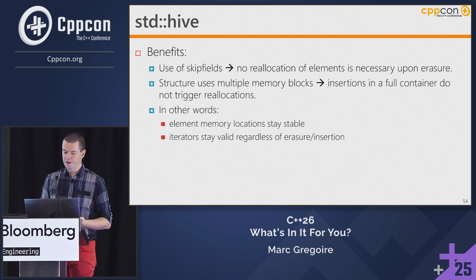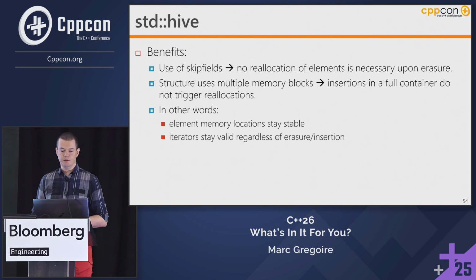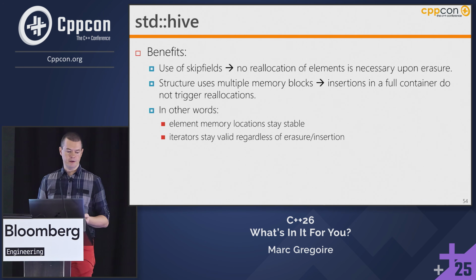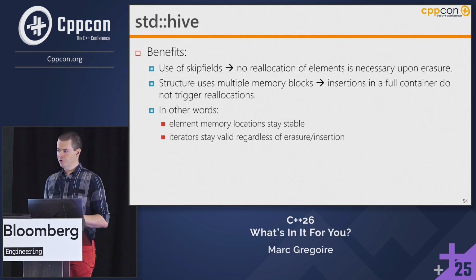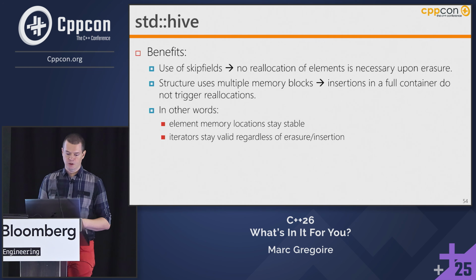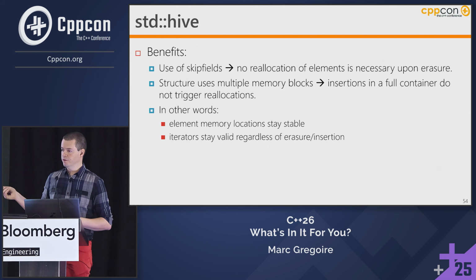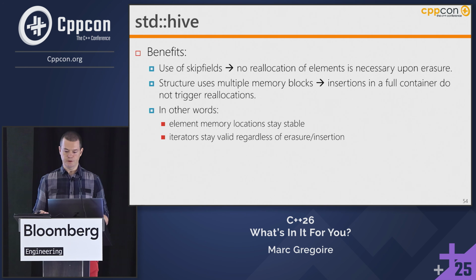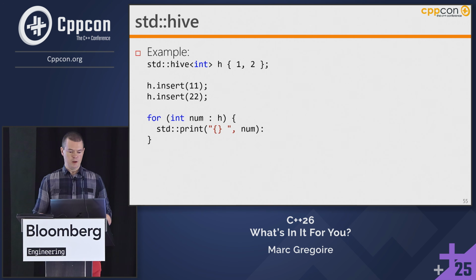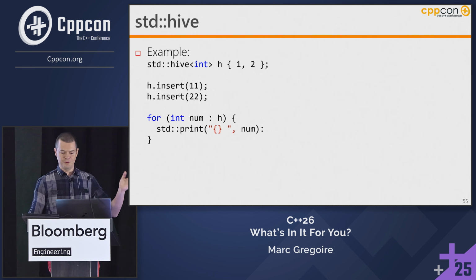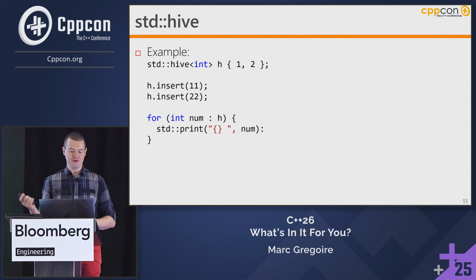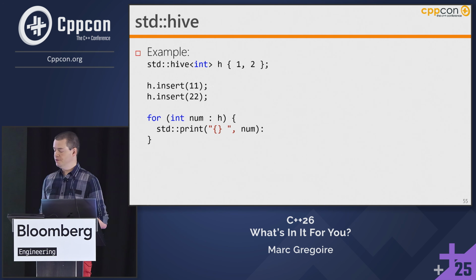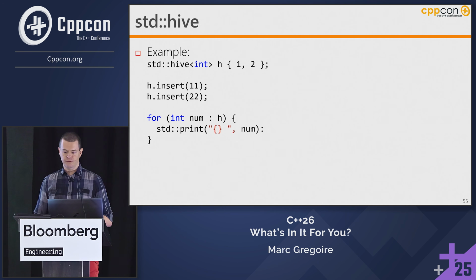Benefits: there are no reallocations when you erase something. If the hive is full and you need to allocate a new memory block, there are no reallocations of existing elements. So basically, all element memory allocations stay stable and iterators stay valid, even if you erase or insert something. Using it is straightforward, as with any of the other containers. We define a hive here with 2 elements. We add 2 additional elements, and then we just print it in a range-based for loop.